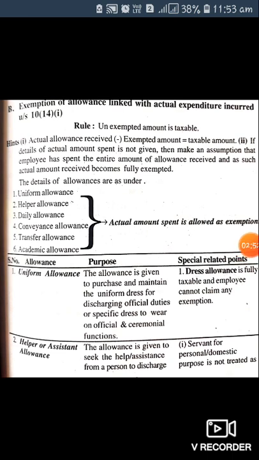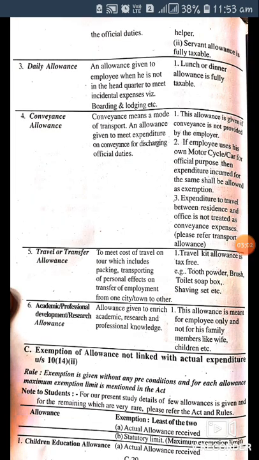Next, helper and assistant allowance. The allowance is given to seek help and assistance from a person to discharge the official duties. Lunch and dinner allowance is fully taxable, but boarding and lodging can be claimed under exemption.